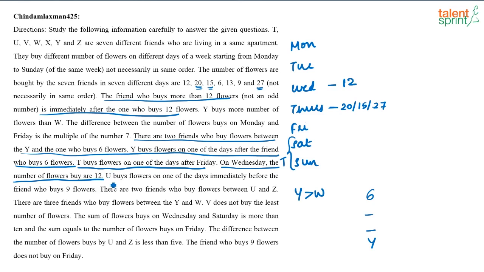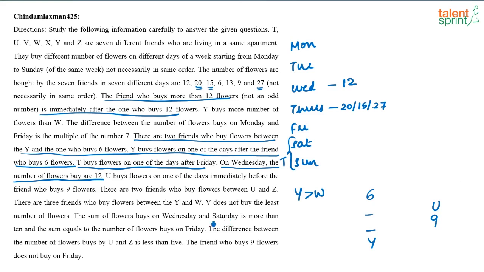Now next it is given that U buys flowers on the day immediately before the one who buys 9 flowers. So if there is a person who buys 9 flowers, U buys immediately before that person. Then they are saying that there are 2 friends who buy flowers between U and Z. There are 3 friends who buy flowers between Y and W. Then V does not buy the least number of flowers. The sum of flowers on Wednesday and Saturday is more than 10, and the sum equals the number of flowers that is bought on Friday.